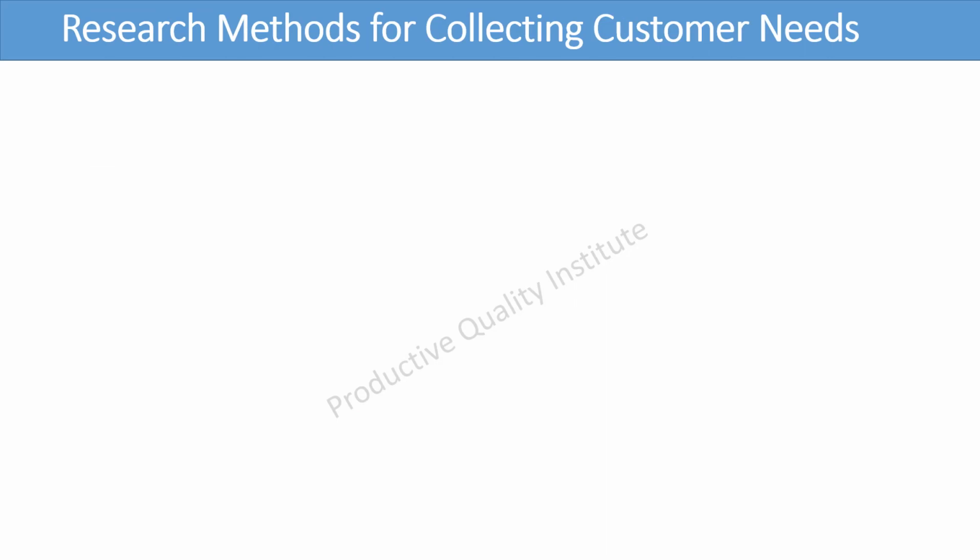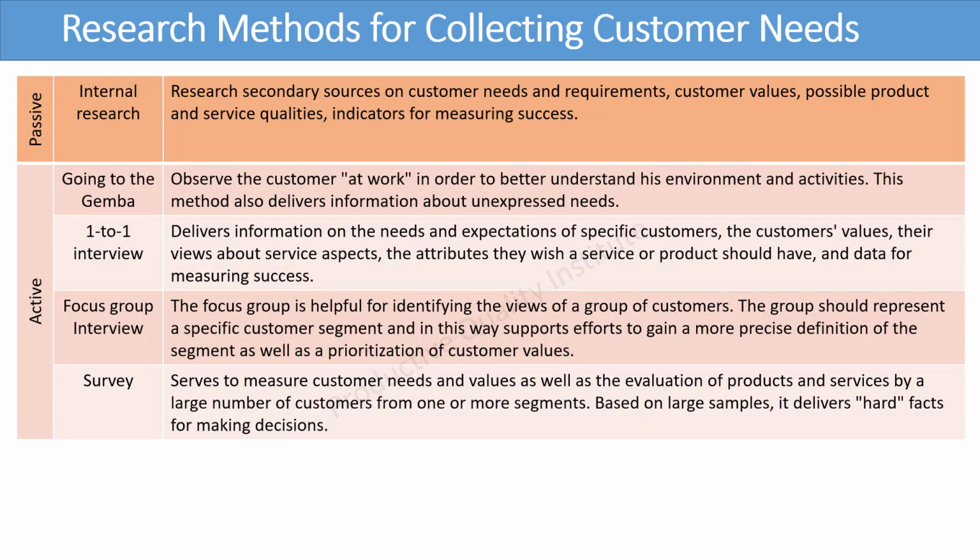Research methods for collecting customer needs are divided into passive methods and active methods. Passive methods include the internal research. In passive methods, there is no direct contact with the customer. However, it includes the following. First, research secondary sources on customer needs and requirements and customer values. Second, possible product and service qualities. Those are indicators for measuring success.